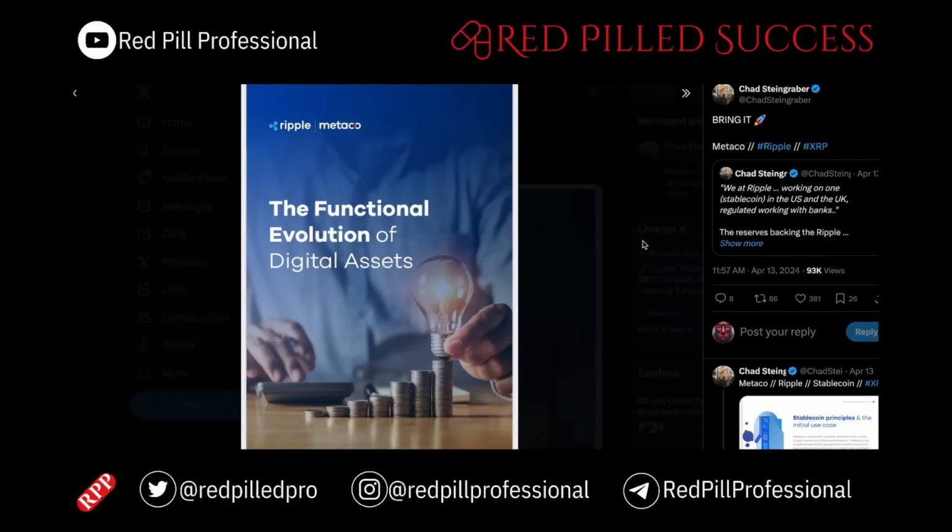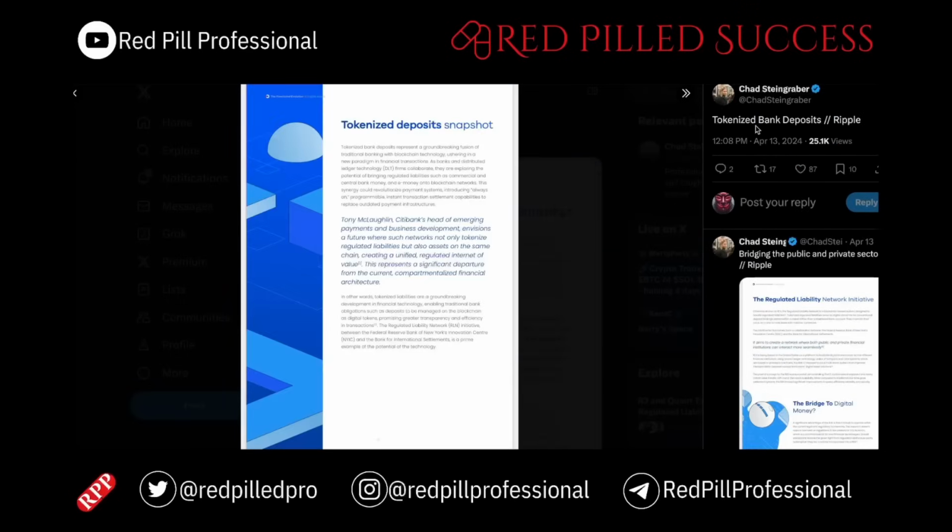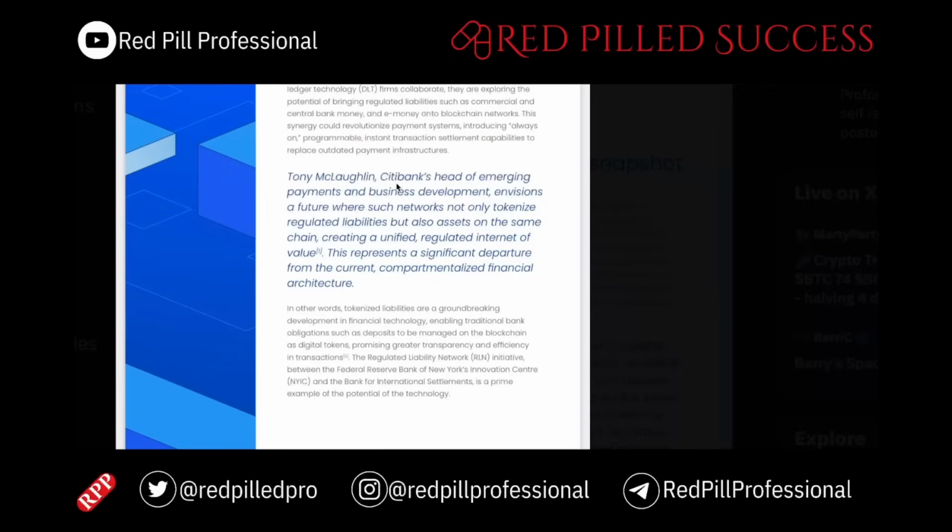Now we will talk about how Ripple is positioned to take control of this, particularly in the US and in the UK, especially after they announced that they are working on a stablecoin. Here is more about tokenized bank deposits and Ripple in particular. I will come back to Citibank here in a minute, but tokenized liabilities or deposits are a development in financial tech, enabling traditional bank obligations such as deposits to be converted and managed on chain as digital tokens, promising greater transparency and efficiency in transactions.